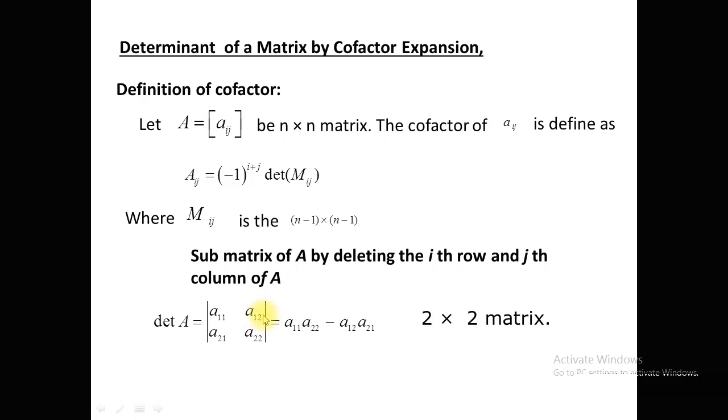So similarly, this is again a 2 by 2 matrix. To find the determinant of this matrix, multiply these diagonal entries, then multiply these diagonal entries, and then subtract the result of this product from the result of this product.